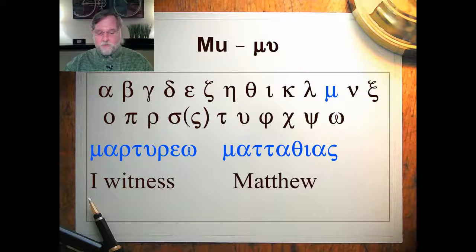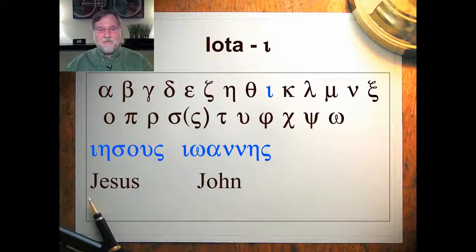So if you see a sigma in the middle of a word, it'll be written just with a circle with a little hat on top. Okay, so that's a sigma in the middle of a word. A sigma at the end of the word, we'll come back to that letter in a minute. But this is Jesus. Okay, so that's Jesus.